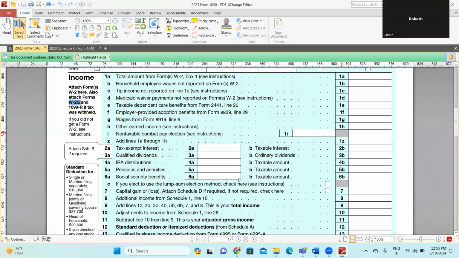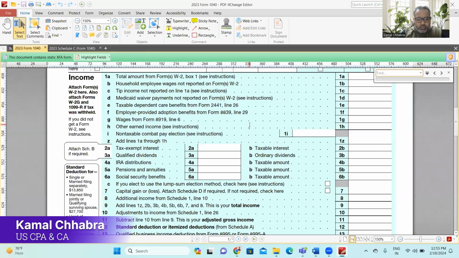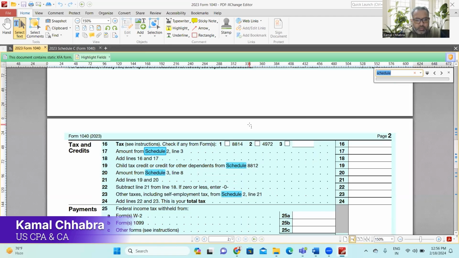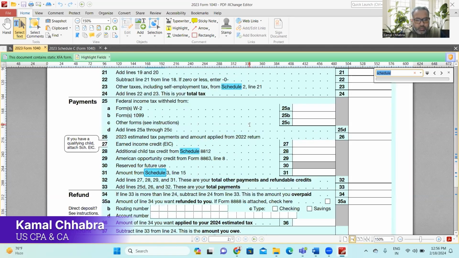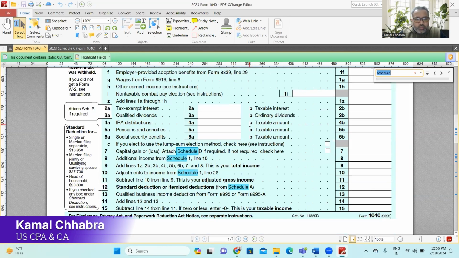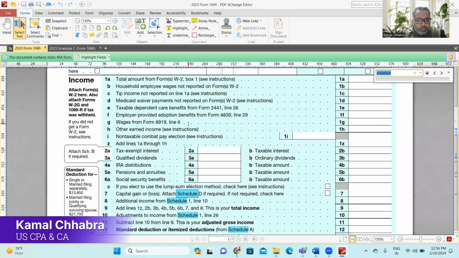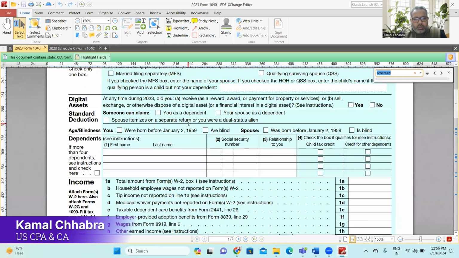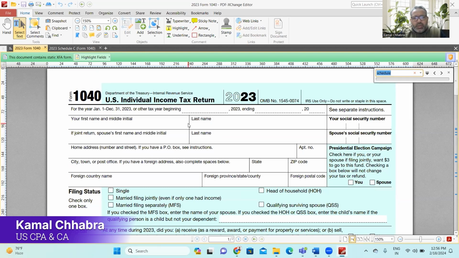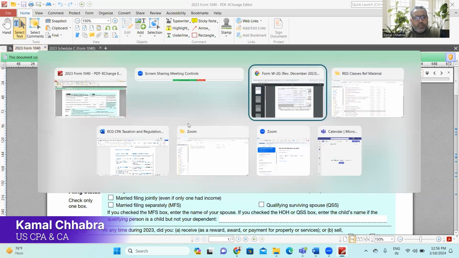Like we were discussing short-term and long-term gains and losses, there we mentioned the deduction from gambling itself. So this form will go as an attachment to 1040.